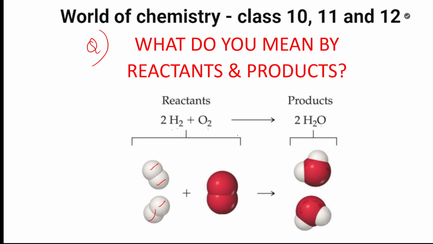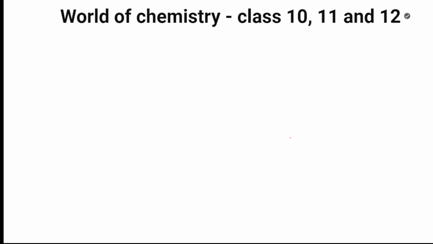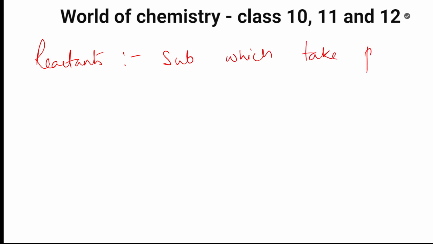It's reacting with oxygen, forming a product. Now, what actually is a reactant? Remember, reactants are substances which take part in the chemical reaction. Products are new substances which are formed. This is taking part, this is forming. Correct? Now, shall we write the definition? When a teacher or any examiner asks about a reactant with an example, you're going to write: substances which take part in a chemical reaction.